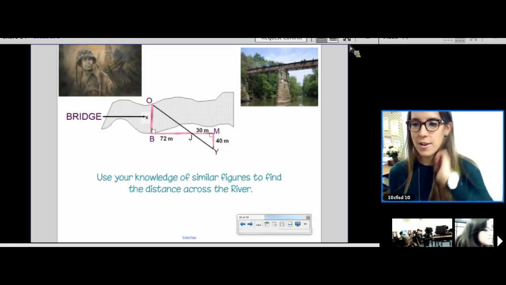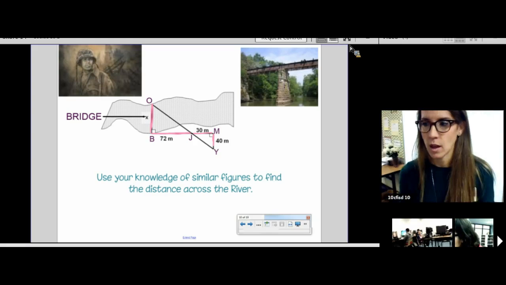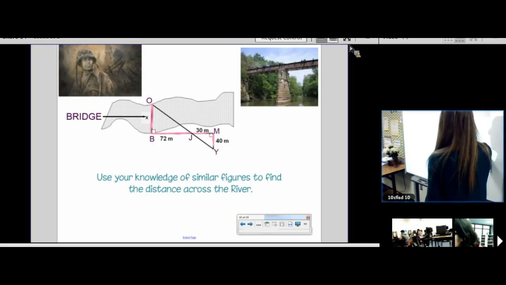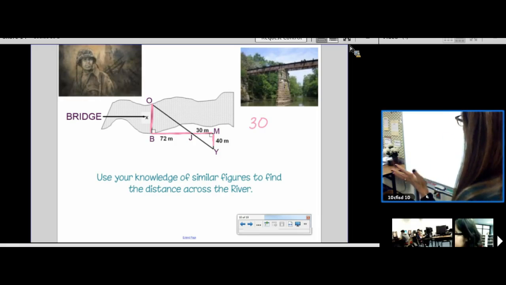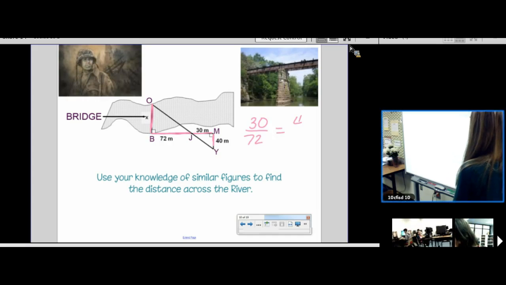So go ahead and do it. Go ahead and set up a proportion and find the distance across the river. Nothing new here. Didn't want you to approach it any other way. You start however you want. You can start with any of those four numbers that you want. I started with 30. So I would say 30 is to 72 as 40 is to x.